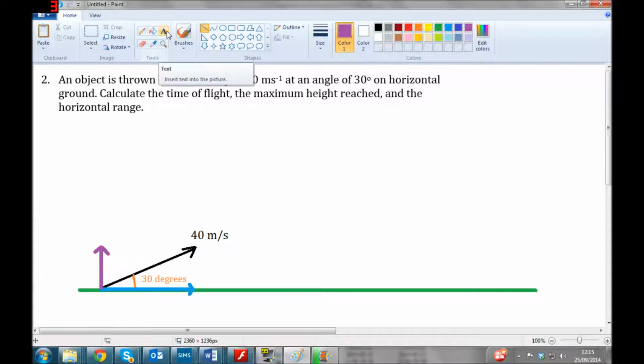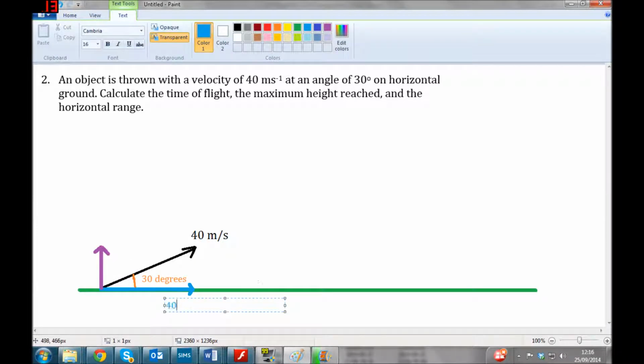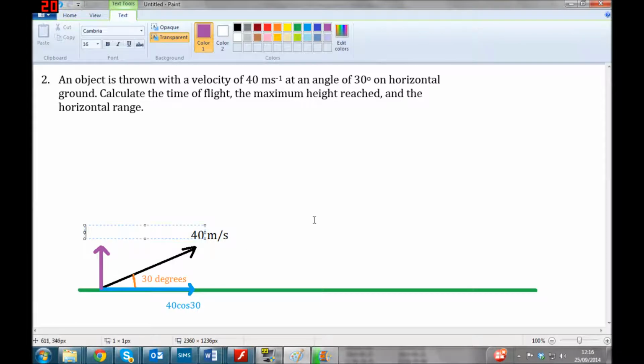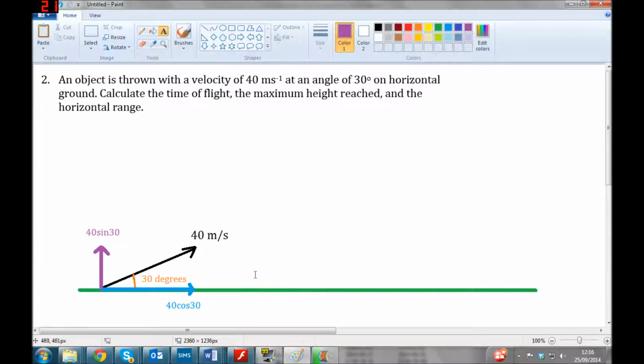So let's label the values of these. Well, the quick way of getting these is knowing that if you move through the angle, you do cosine. So this is 40 cos 30. You can prove that with trigonometry if you want to go the long route, but as long as you're confident with doing this, you can say that this one is 40 sine 30, because we moved away from the angle. These should have units. I apologize for that. I'm not going to go back and add them in, but they should have units of meters per second. So now we have a little bit of information.